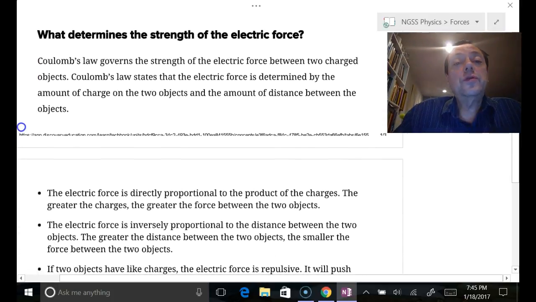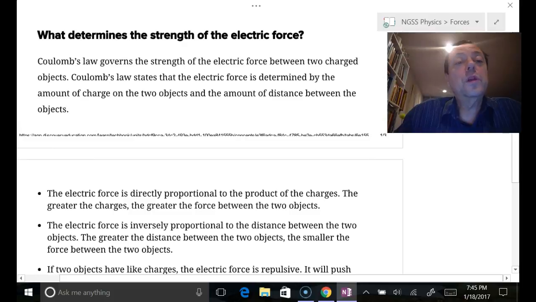What determines the strength of an electric force? Coulomb's law governs the strength of the electric force between two charged objects. Coulomb's law states that the electric force is determined by the amount of charge on the two objects and the amount of distance between them.